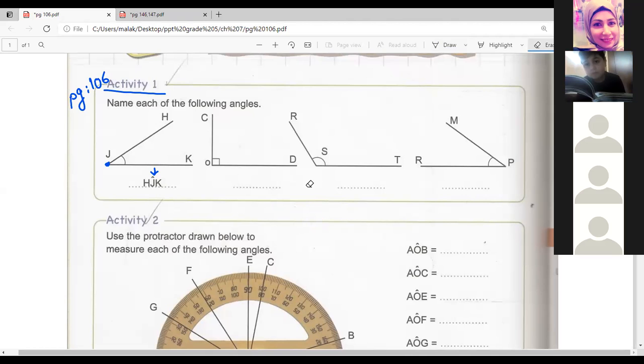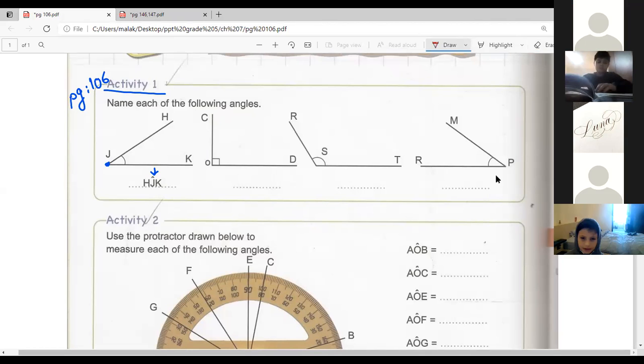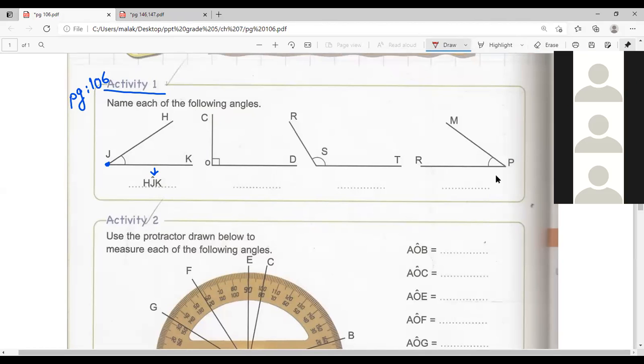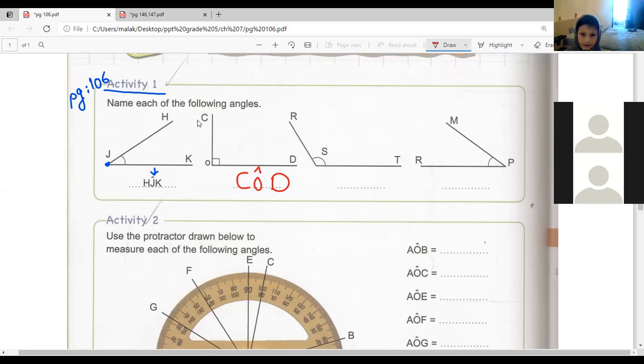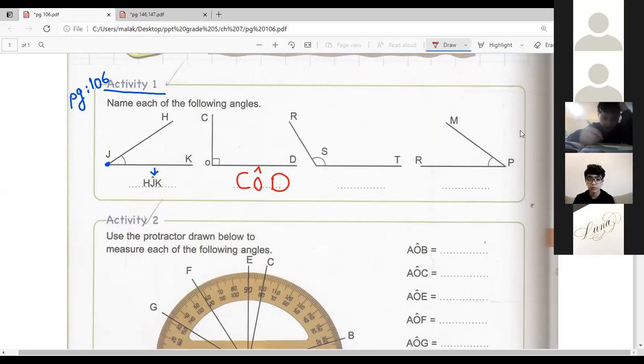Yes. Okay, Muhammad, tell me how do we name the second angle? Yes. How do we name this angle? We name it COD. Bravo, COD, and we have to put hat where? In the middle, at O. We can say COD or DOC. Yes. Both ways are correct. طيب. زينب أبو خليل. The third one, please name it. RST.